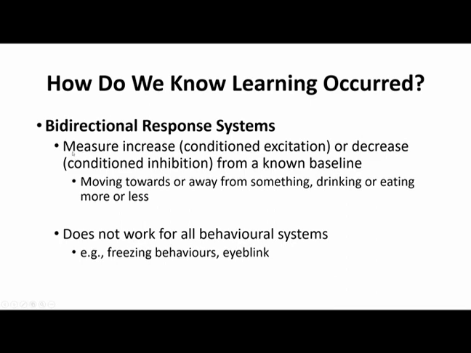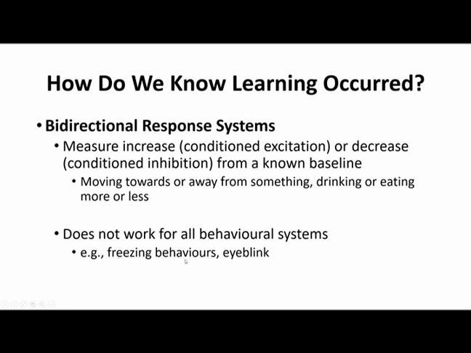So we can measure the increase, our conditioned excitation, or decrease, conditioned inhibition, from some known baseline. So we can measure the distance toward or away from something. So if you start 10 meters away from something and you move towards it or away from it, we're getting a bidirectional measure. We can also look at eating or drinking more or less of something. There's lots of stuff that fits this bidirectional measure. It doesn't work for all behaviors.